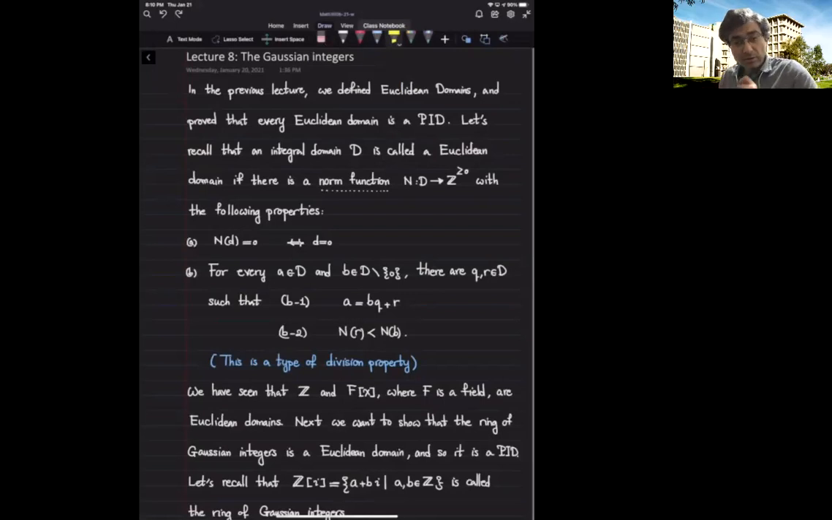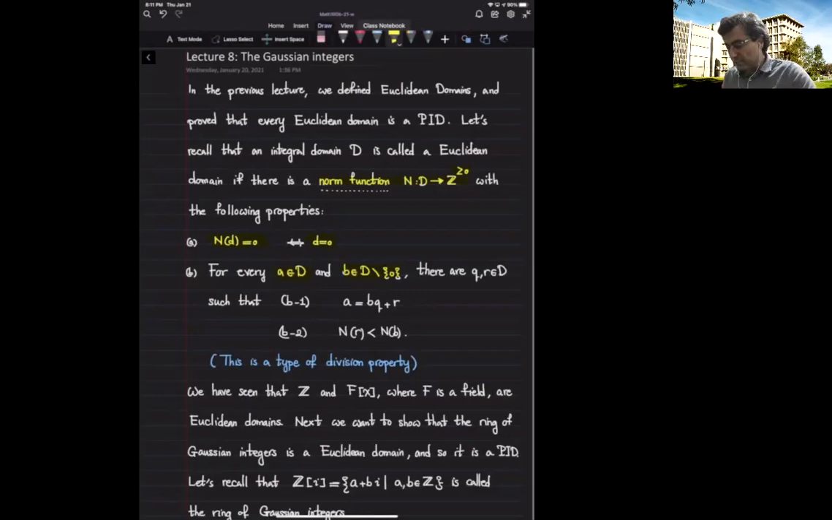An integral domain is called a Euclidean domain whenever we have a norm function. A norm function is a function from our integral domain D to the set of non-negative integers, such that the only element with norm 0 is 0. And moreover, we have a type of division property, meaning whenever I give you an arbitrary element A and a non-zero element B inside this integral domain, we can kind of divide A by B.